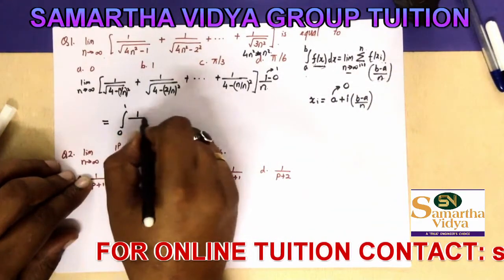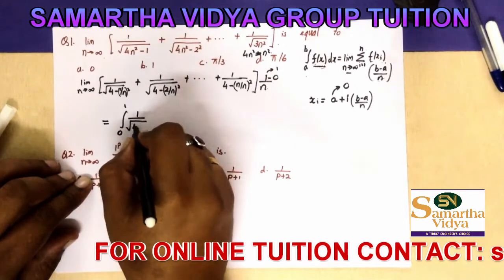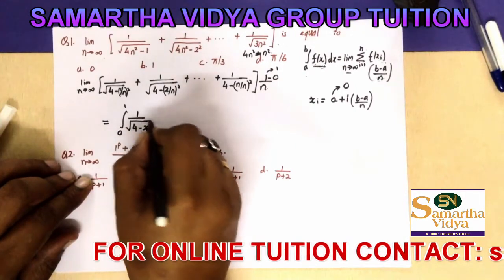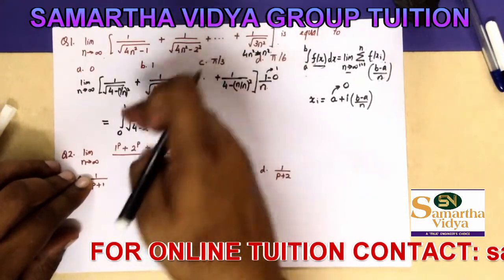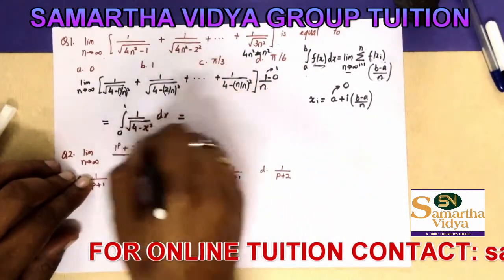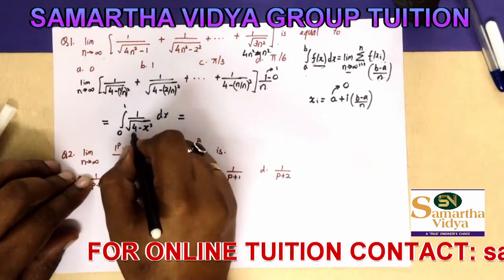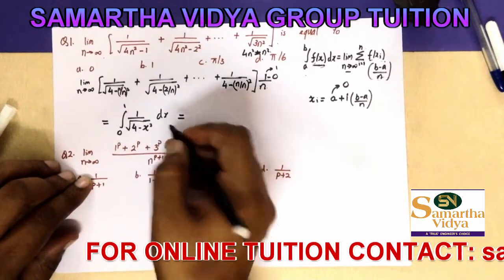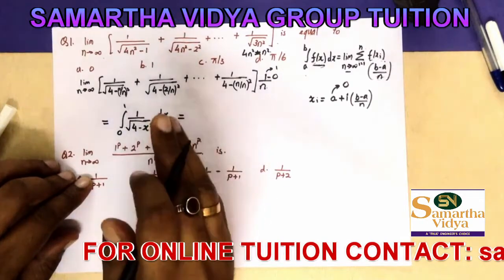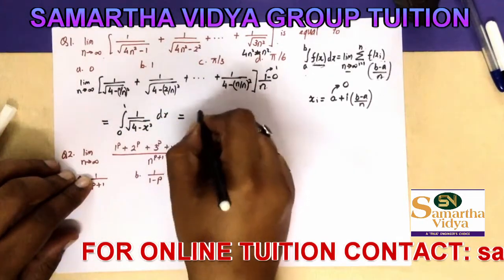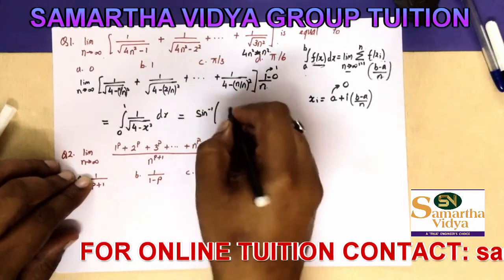So the integration is nothing but the integral of 1 upon root of 4 minus x square dx. So this is the integration I need to find. Just finding this integration, you can see that the 4 can be written as 2 square. So it becomes 1 upon root of a square minus x square, which is nothing but sine inverse x by a.